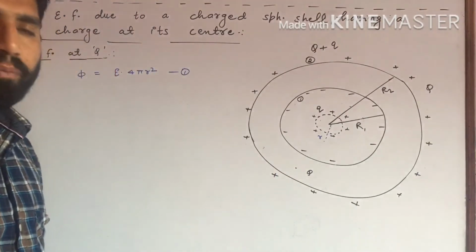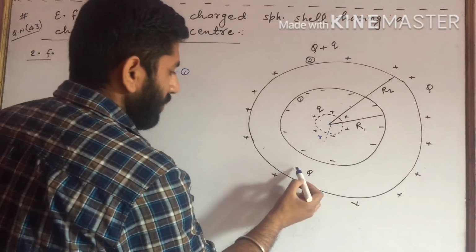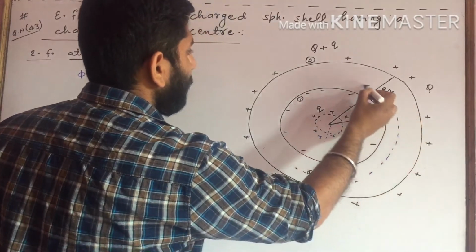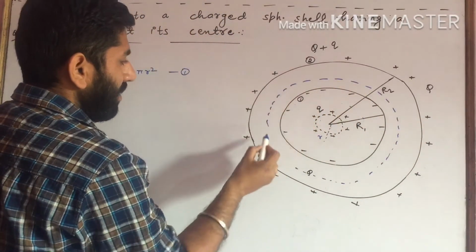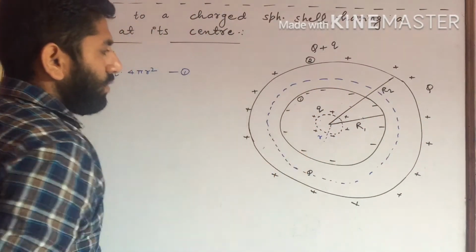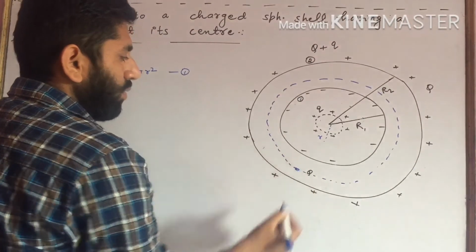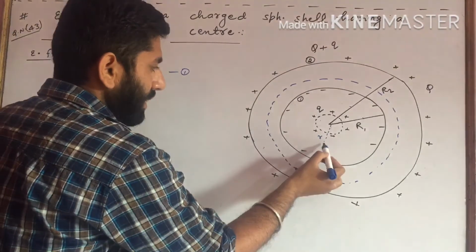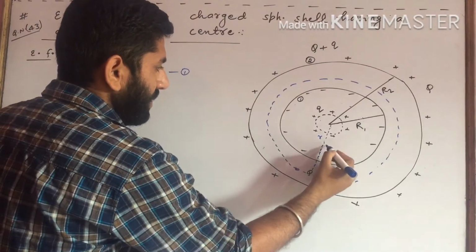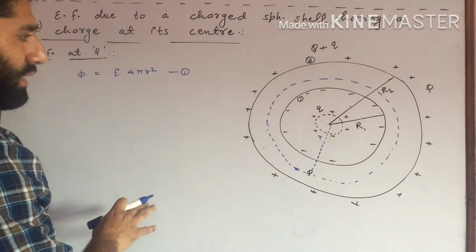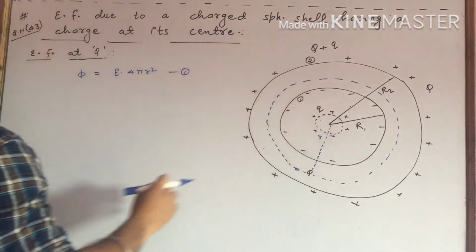Again we will be assuming a Gaussian surface. Even in this case, this Gaussian surface will be a sphere. So it is symmetric, it is closed, and it is passing through the point where we have to find out electric field. And suppose the radius of this Gaussian surface is r only. Now again we will be following the same steps. So we have assumed the Gaussian surface.